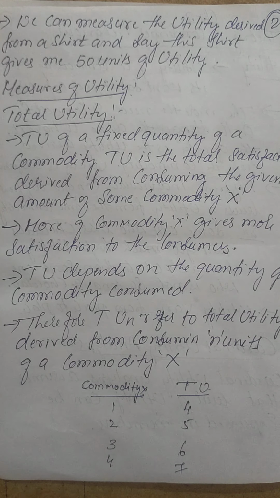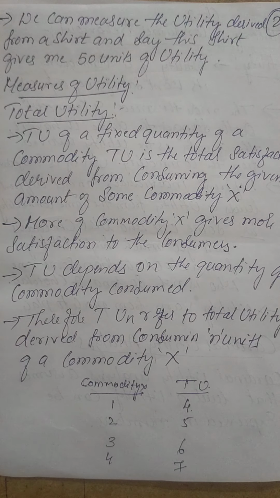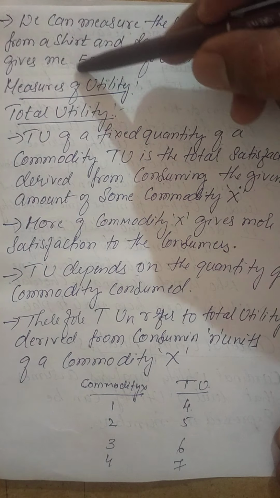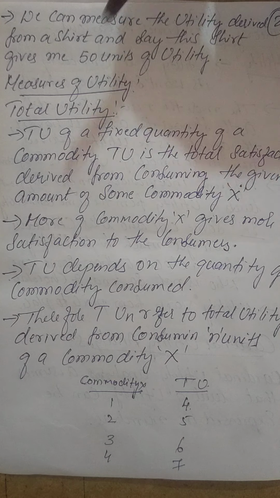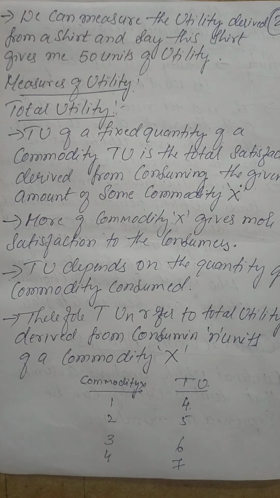Total utility means the total satisfaction derived from a fixed quantity of any commodity, depending on how much you consume. For example, as we have taken 50 units of shirts, when you are consuming the 50 units of shirts, it is measurable here, 50. So total utility of consumption is 50.